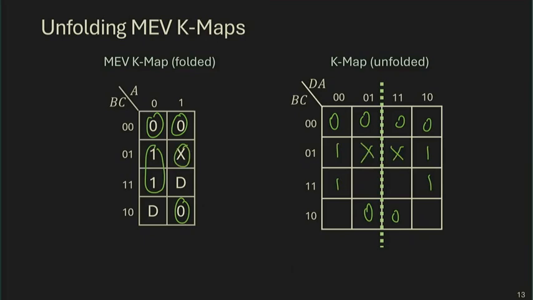So D means output equals D. When D equals 0 on the left-hand side, my output is 0. When D is 1 on the right-hand side, my output is 1. Similarly, for the bottom D, on the 0 side, the output is 0. On the 1 side, the output is 1. So the output, what I put in that expanded K-map, depends on the value of D. D equals 0, D equals 1. The output is 0 and 1 respectively.